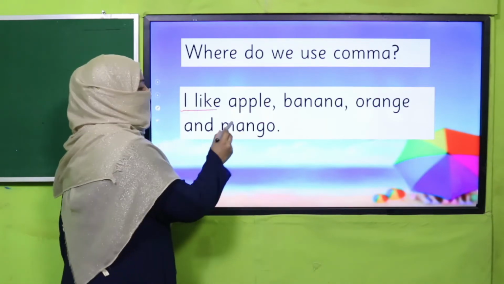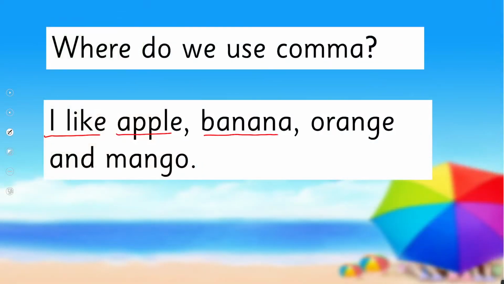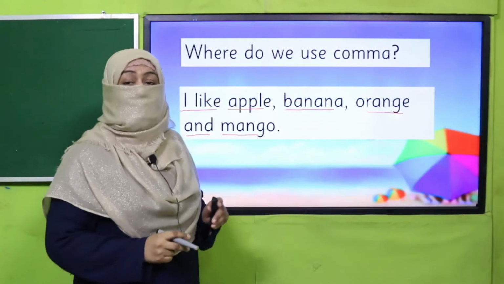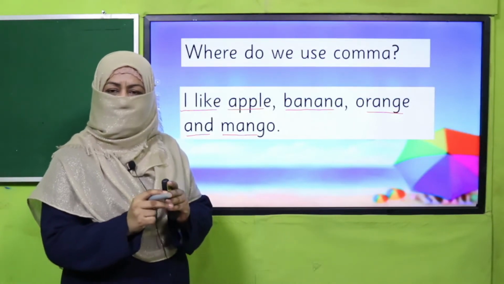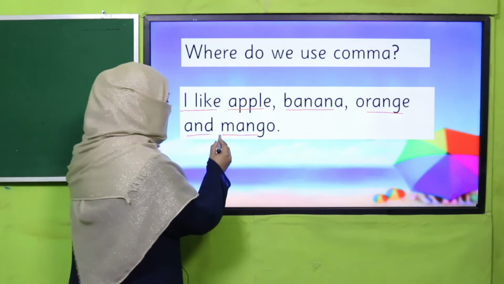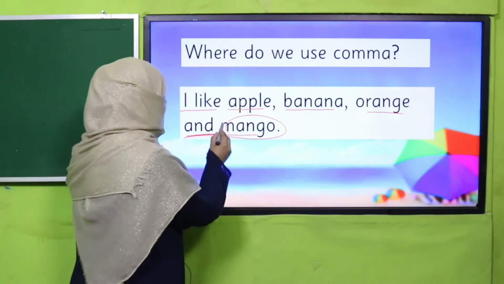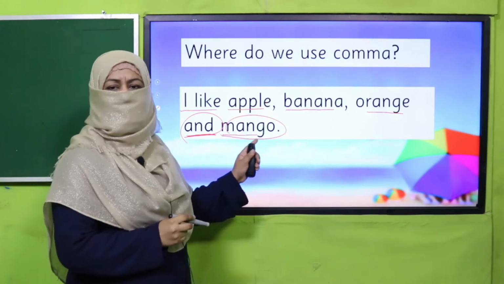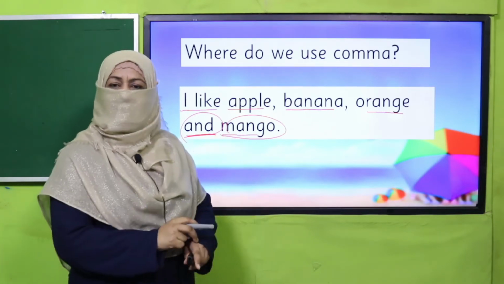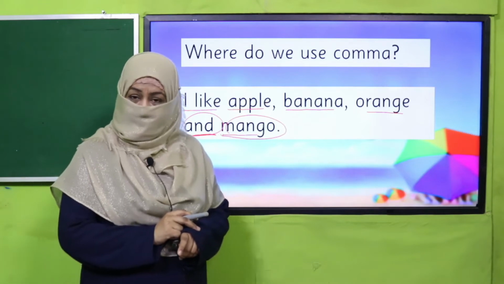I like apple, banana, orange and mango, right? If you want to write more, you can keep writing the names by putting a comma in between them, and before the last name you have to write "and". I like apple, comma, banana, comma, orange, and mango. Right? Are you clear, beta?